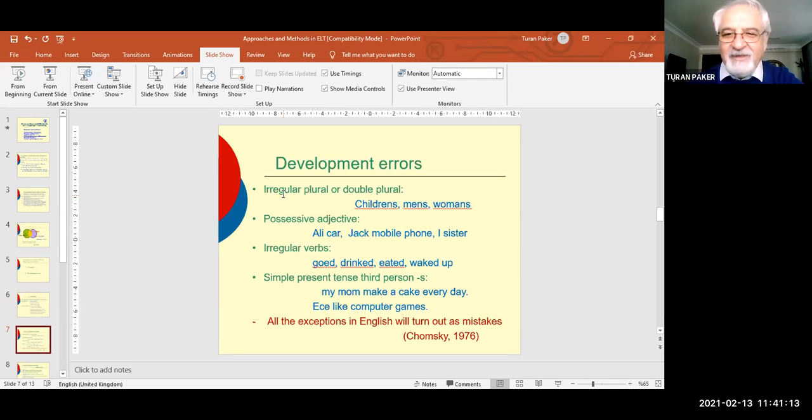And we don't have the third person S, and I don't know whether that's a problem with Arabic learners again. So they have this type of statement: my mom make a cake every day, rather than makes a cake, or Ece like computer games. Ece is the girl, by the way.